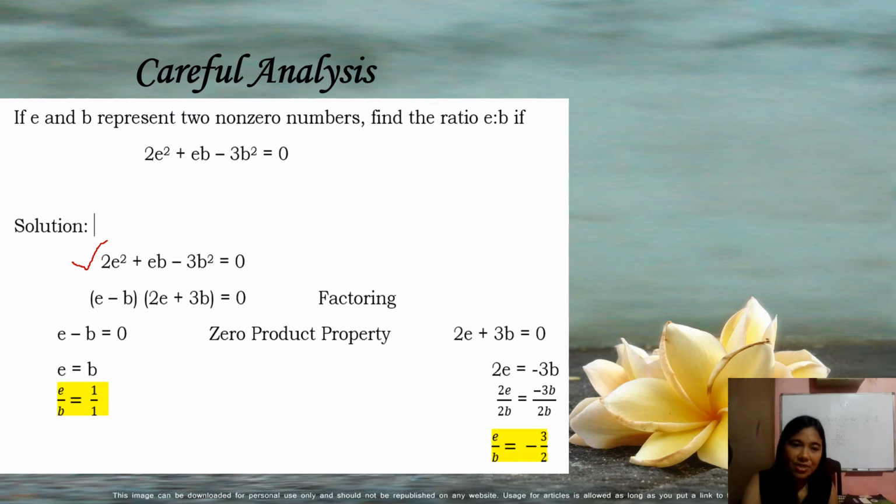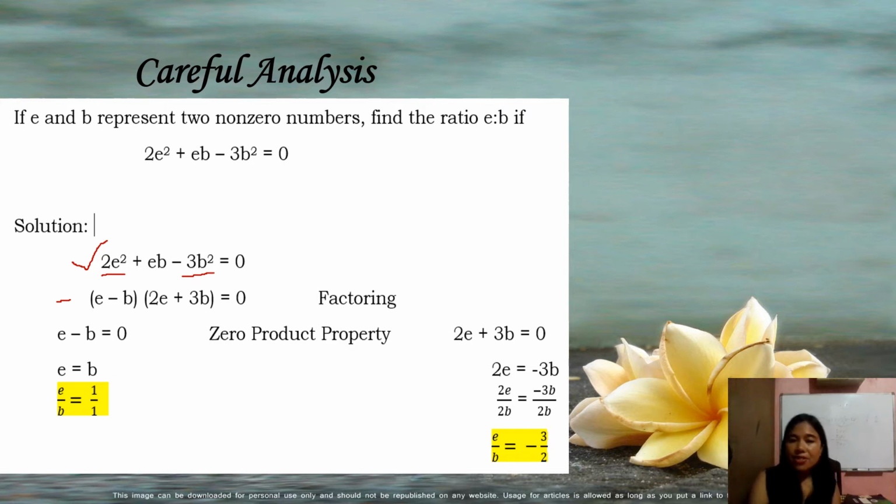Okay, so to factor this out, of course, we need to divide the first term first. So 2e squared has a factor of e and 2e, because when we multiply them, we have 2e squared. And then last term, let's factor this out. So that's just simply negative 3 and 1. Now, since our negative 3b and b, you can have the trial and error method and come up with these factors now. So we have e minus b times 2e plus 3b equals 0.